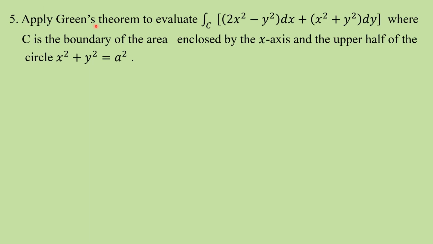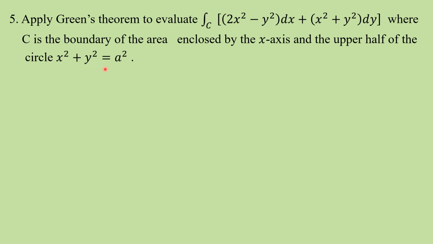Problem number 5. Apply Green's theorem to evaluate the line integral of 2x square minus y square dx plus x square plus y square dy, where C is the boundary of the area enclosed by the x-axis and the upper half of the circle x square plus y square equal to a square. That is a circle centered at origin with the radius a.